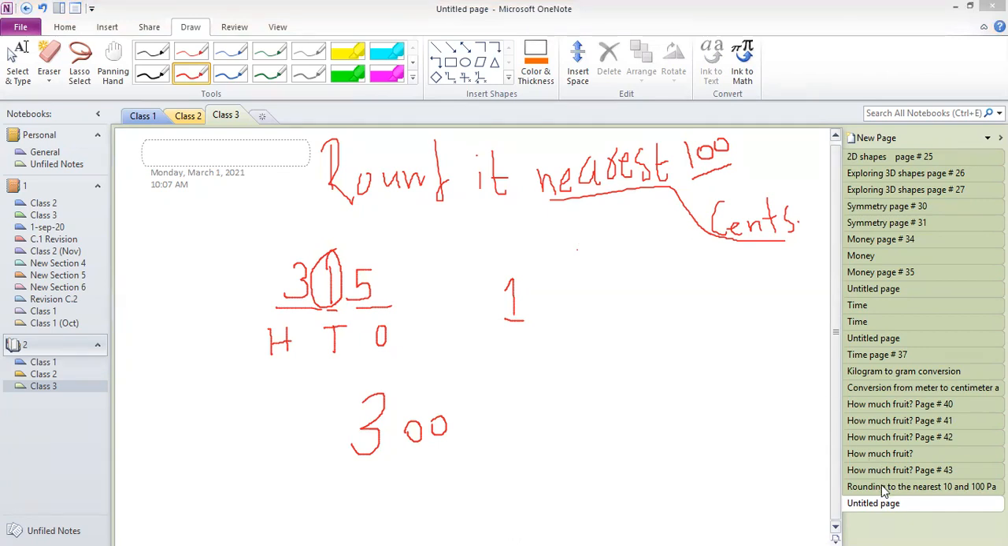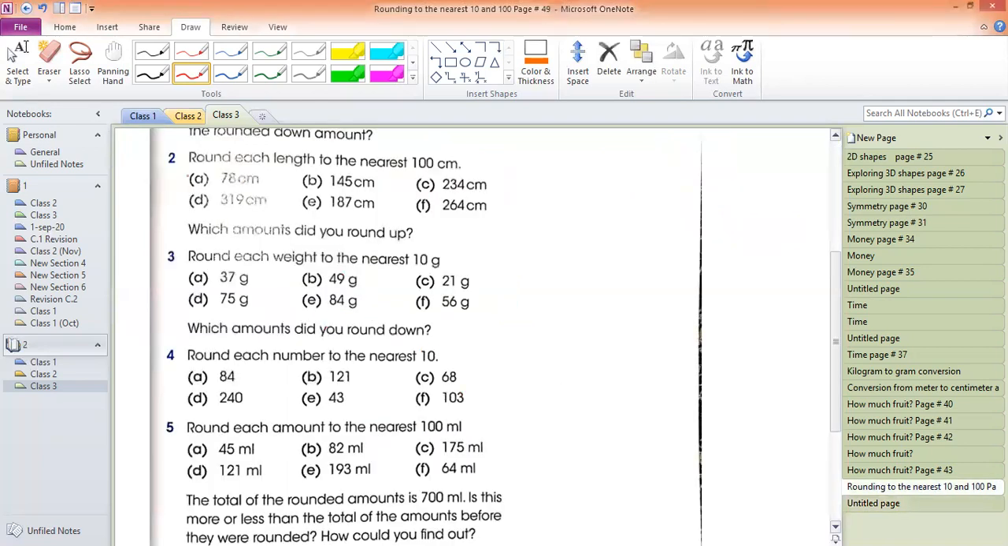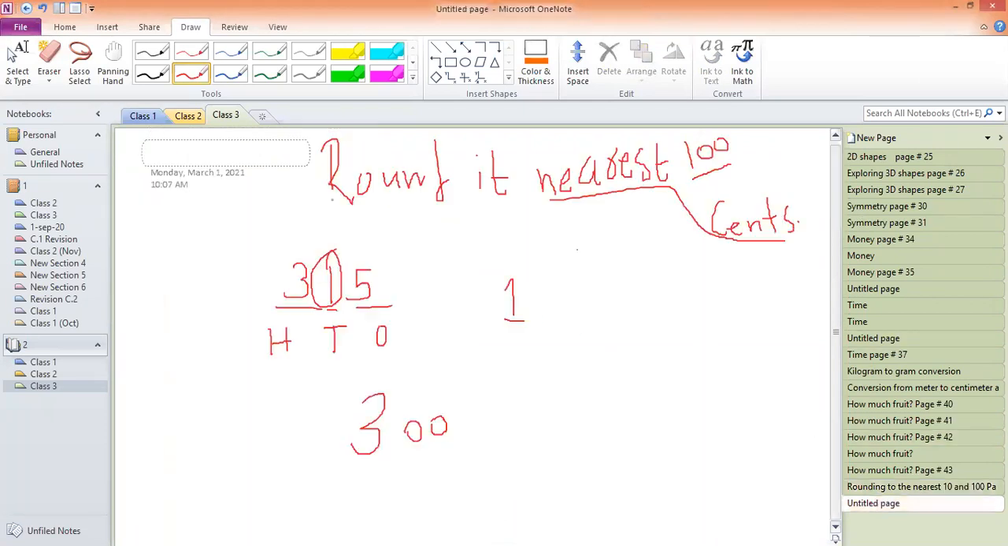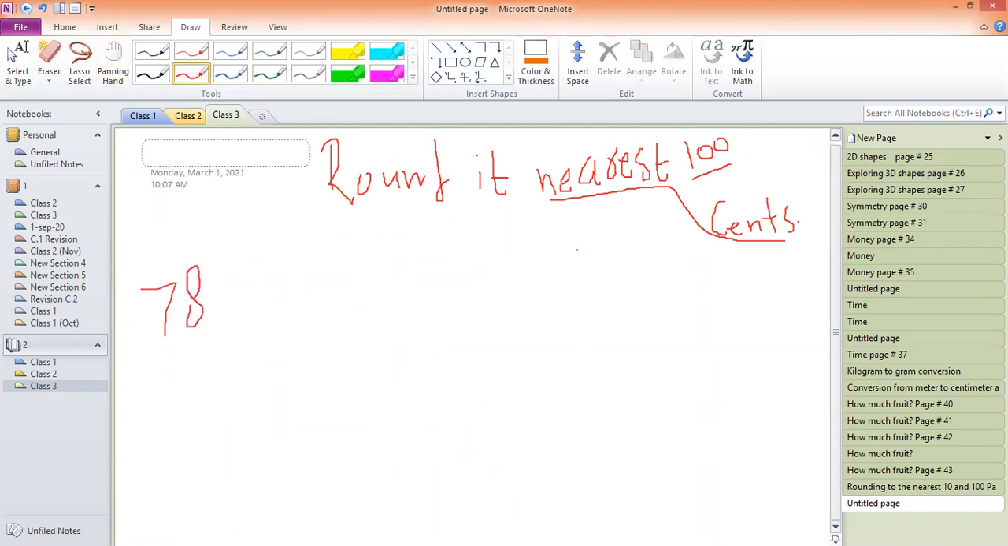Very good. I give you an example here. Question number 2. Round each length to the nearest 100 centimeters. The first one is 78 centimeters. So look, guys, 78 centimeters, and you have to round off to the nearest 100. When you are rounding off to the nearest 100, you check the tens place.